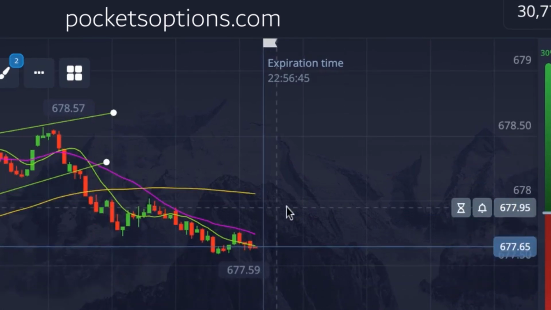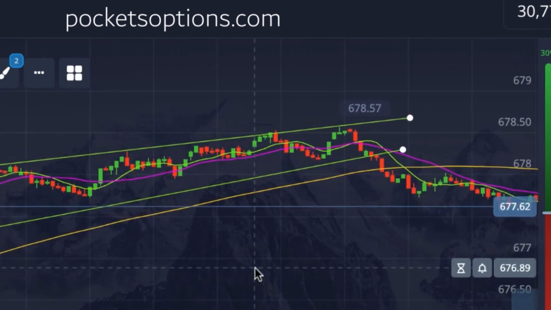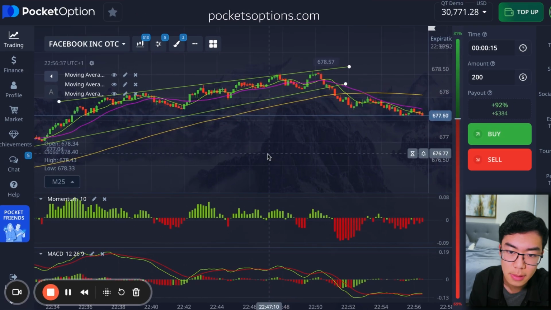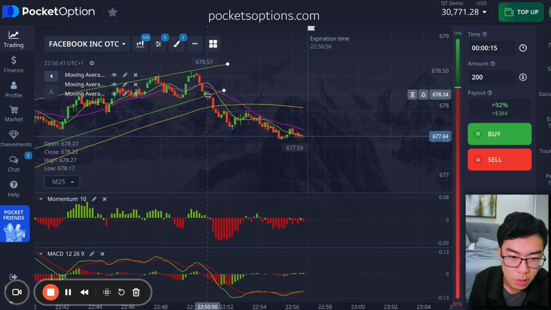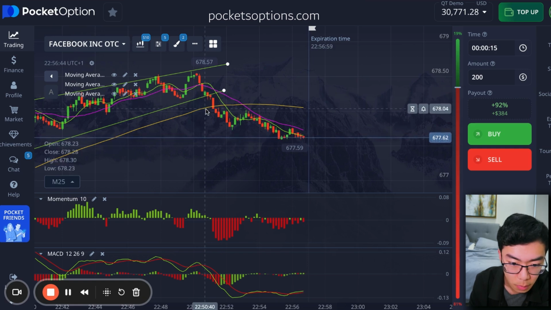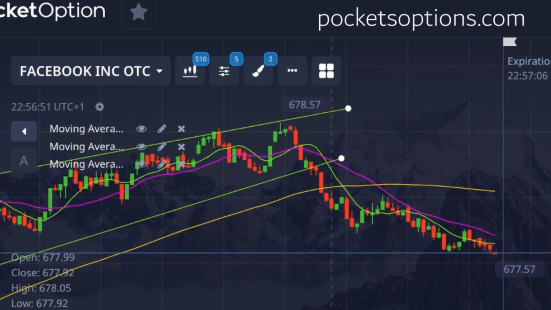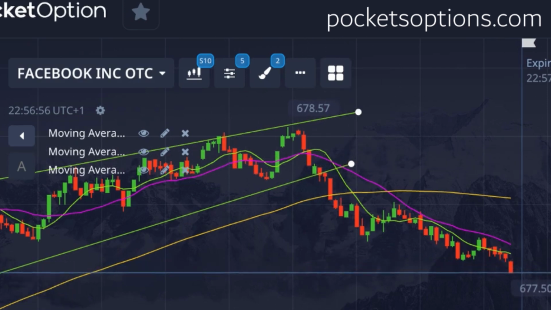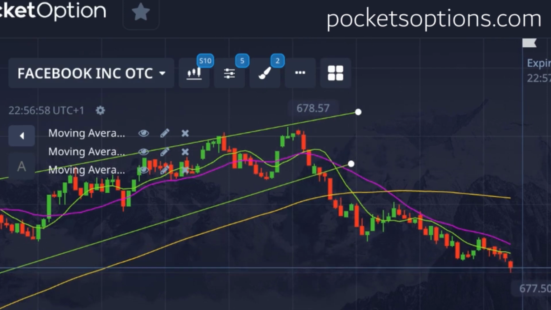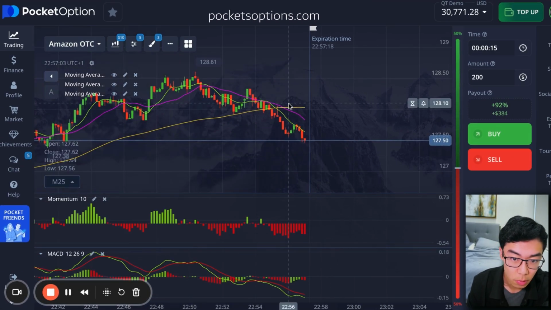Facebook. Let's see. Okay. So it broke out downwards. And right now, so here, you could tell it was not a good buy because everything was just going downwards for momentum, for MACD, all these different things. So here would be a pretty bad place to actually buy, just based on the other indicators, right? So let's go to Amazon.